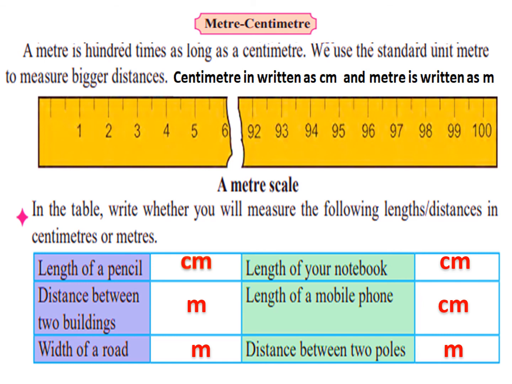In the table, write whether you will measure the following lengths and distances in centimeters or meters. Length of a pencil, centimeter. Length of a notebook, centimeter. Distance between two buildings, meters. Length of a mobile phone, centimeter. Width of a road, meter. Distance between two poles, meter.